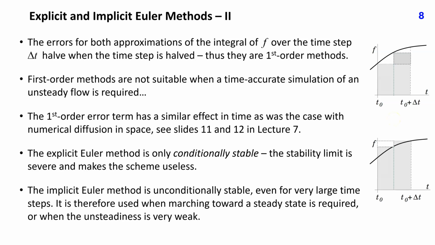Such methods are not suitable when a time-accurate simulation of an unsteady flow is required. The first-order error term has a similar effect in time as was the case with numerical diffusion associated with first-order approximation in space, as demonstrated in lectures 4 and 7. The explicit Euler method is only conditionally stable. The stability limit is severe and makes the scheme useless.